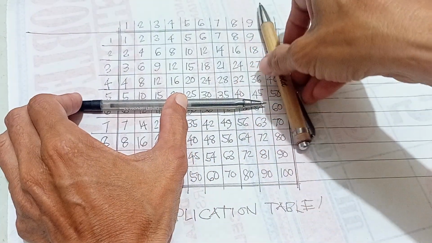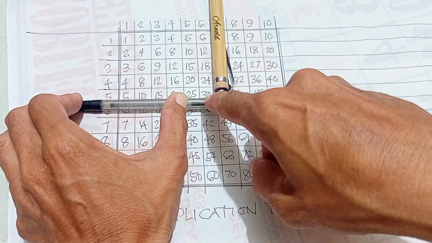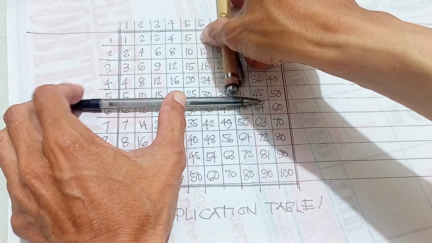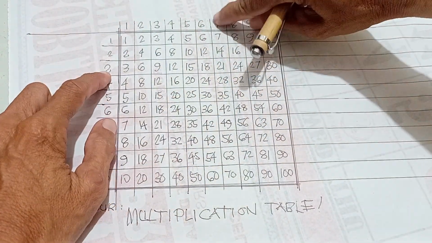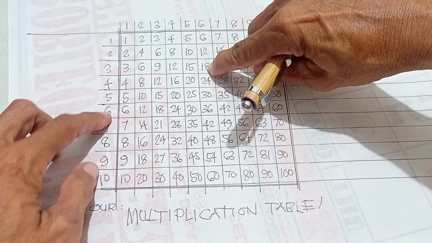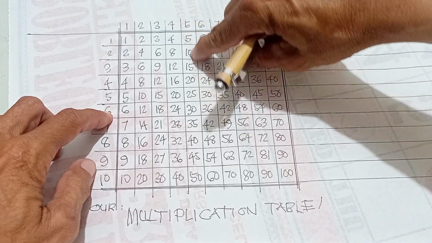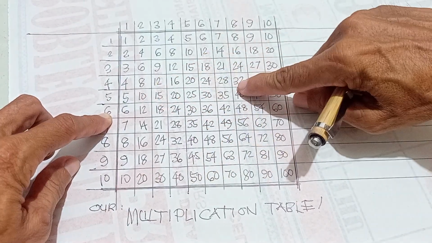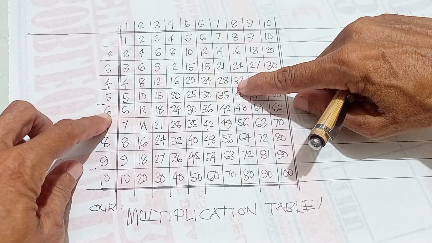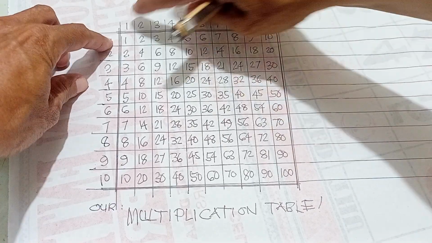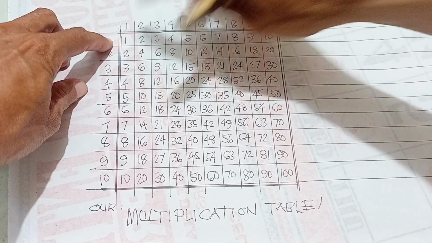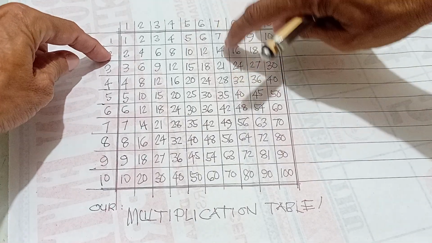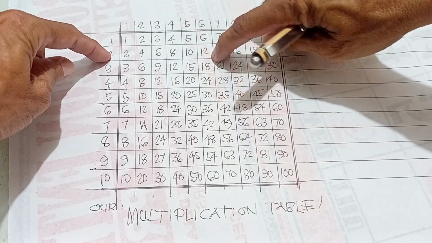Next, 5 times 6, your answer is 30. 3 times 6, your answer is 18. 6 times 5, your answer is 30. Label it with the column. Okay? 1 times 1 equals 1. 1 times 7 equals 7. 2 times 7 equals 14. Level. Level, okay?